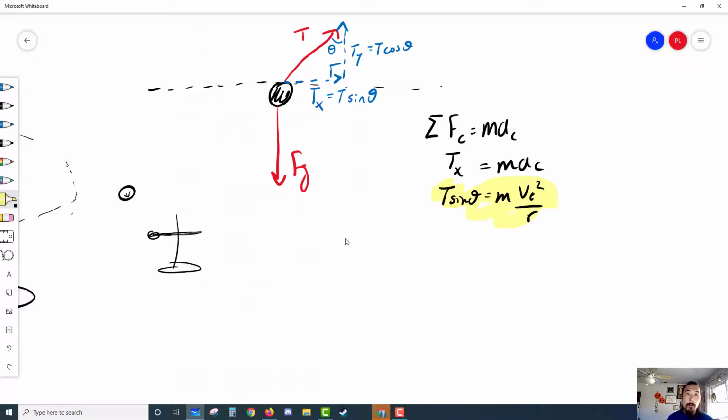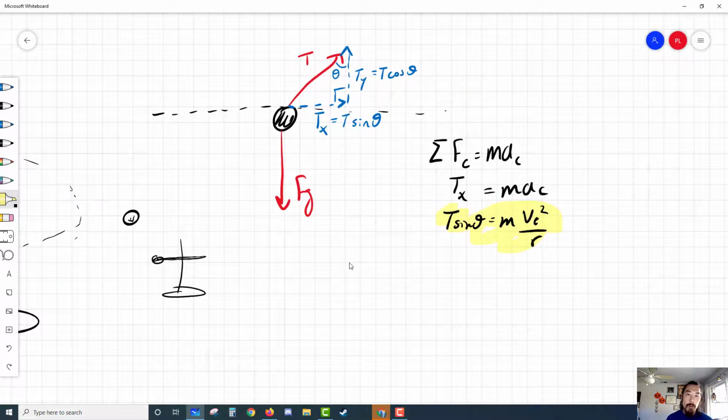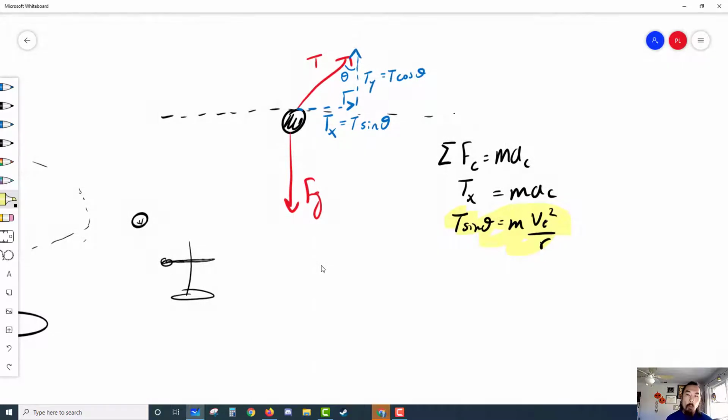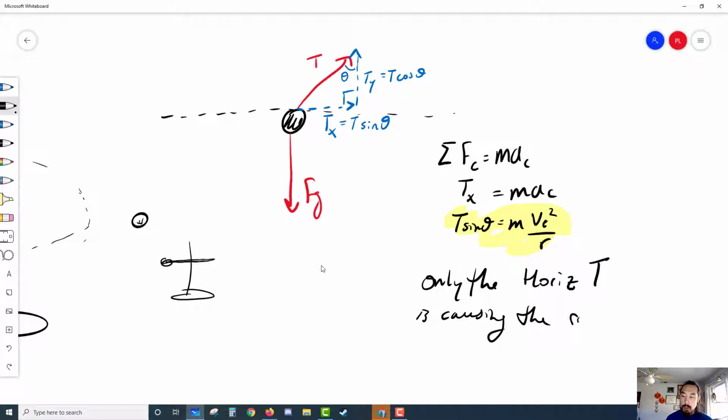This is something that's unique, because if we take a look at this free body diagram, what this equation tells us, and this is very important, is that only the horizontal component of the tension is causing the rotational motion. Only, and I'm going to underline it here, only T sub x is actually causing this ball to swing in a circle. So you might be asking yourself, what about T sub y? What about T sub y and the weight?